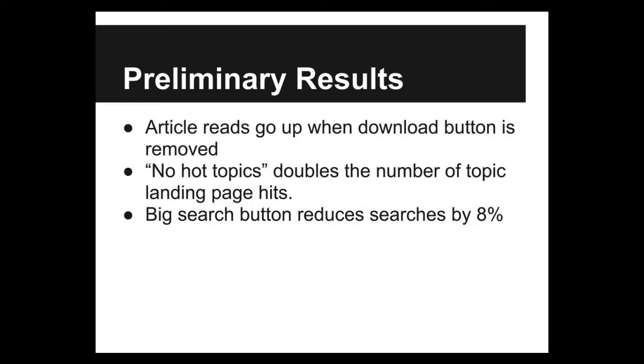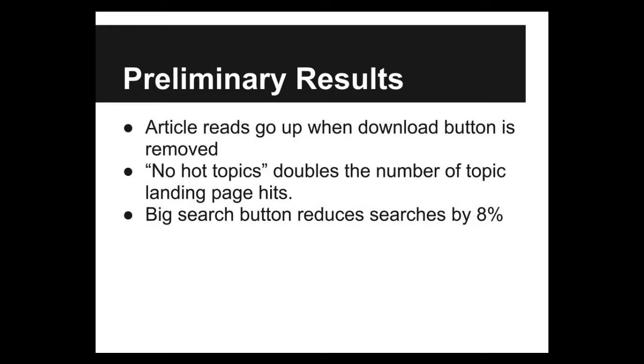Then removing the hot topics doubles the number of people who click through to the topic landing page. What's unclear, though, at this point is, does it also increase the number of people who find the right article when we take away the hot topics?